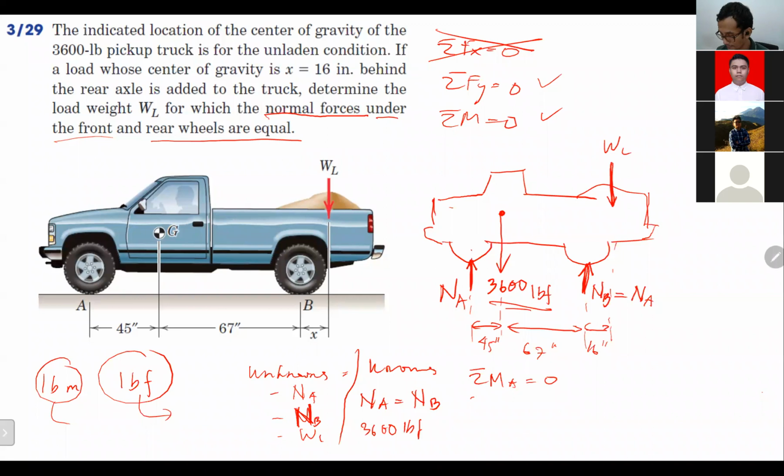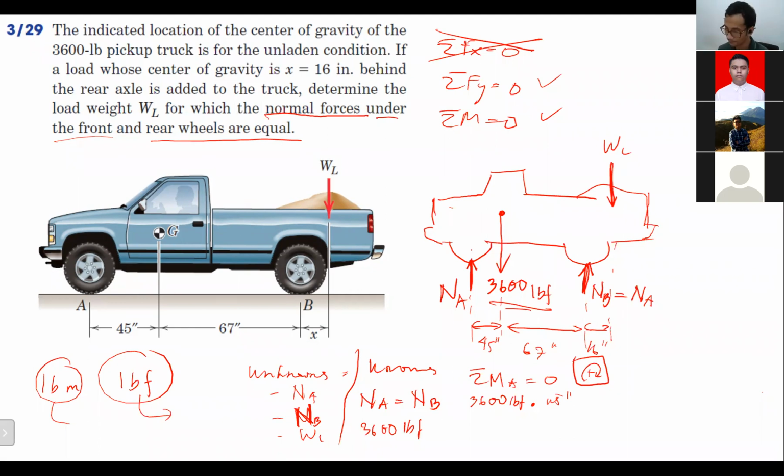It would be the 3,600 pound force downward multiplied by 45 inches. What else? You forgot about something. For this sigma moment, you have to determine first whether the positive moment is clockwise or anti-clockwise for this particular calculation. I would pick clockwise as positive. It's up to you. Then 3,600 lbf multiplied by 45 inches is clockwise, so it's positive, right?